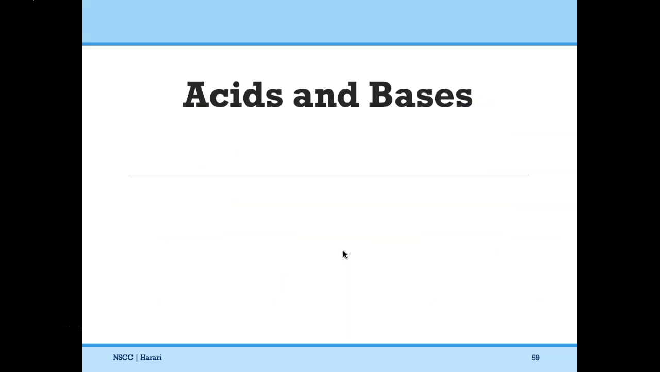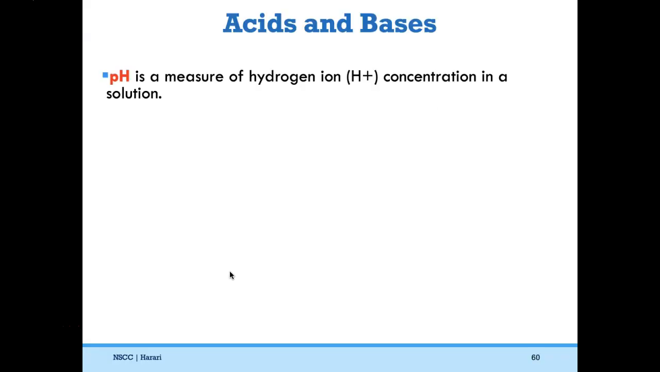So we'll finally talk about acids and bases. It's a good time to pause here. Let's start by talking about pH. You might have heard the word pH before, and all that pH means is the measure of the hydrogen ion concentration in a solution. A hydrogen ion is H+.